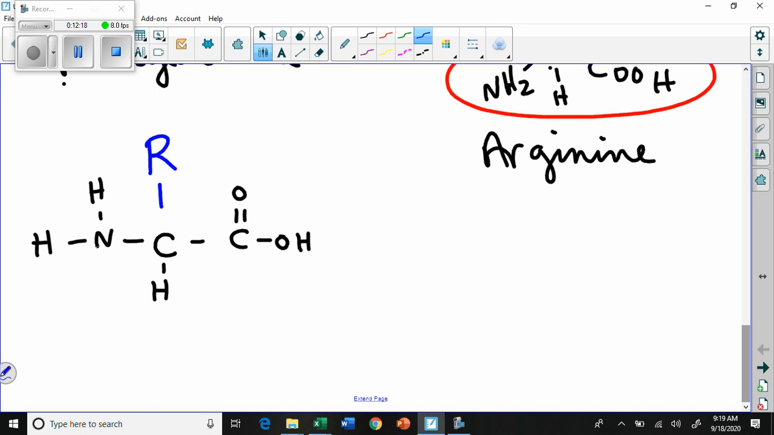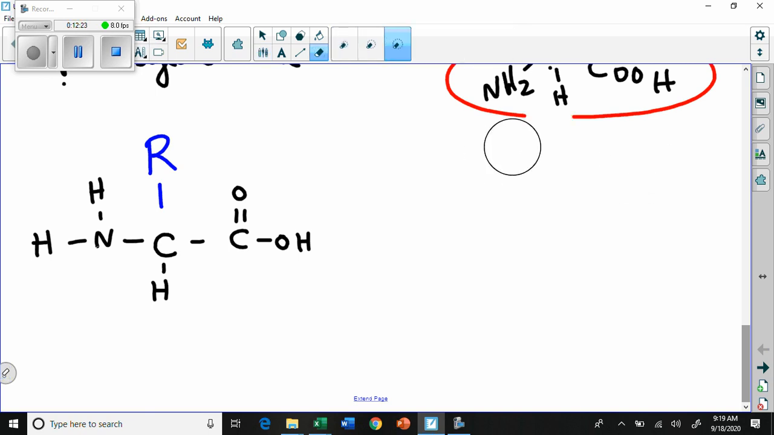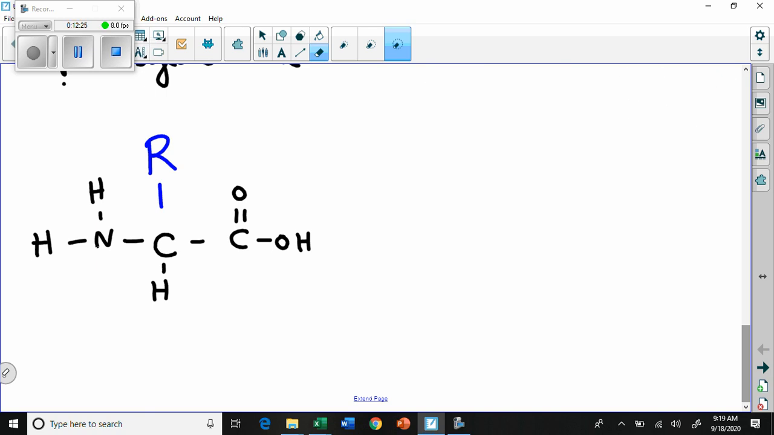I'm going to erase this because I just ran out of space, so we have room. Okay, let's draw an N here. And then that N will have an H on it, and that N will actually have another H on it. Oh, I didn't leave enough room, did I? Got to move over just a tad. So here's the N, H, H.